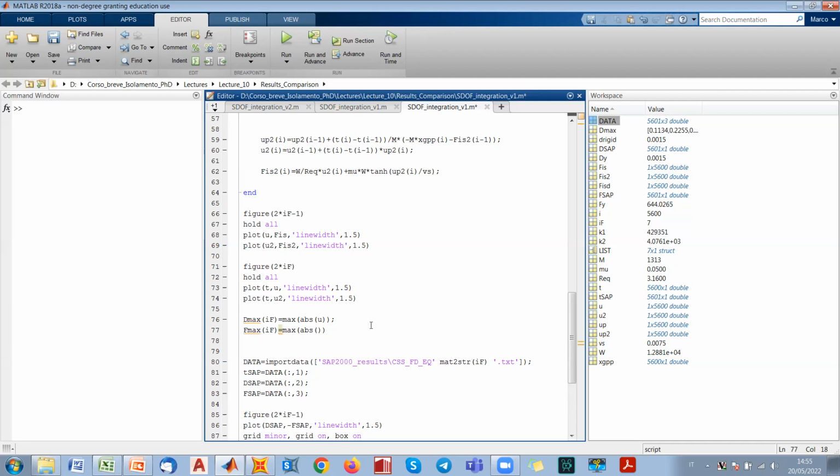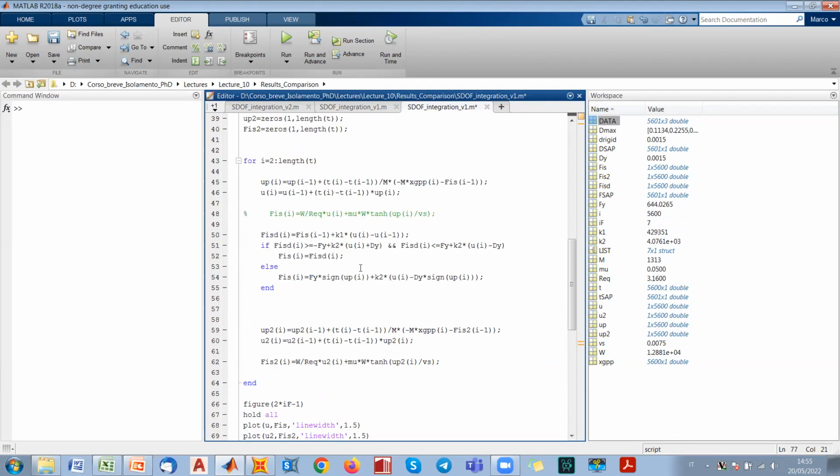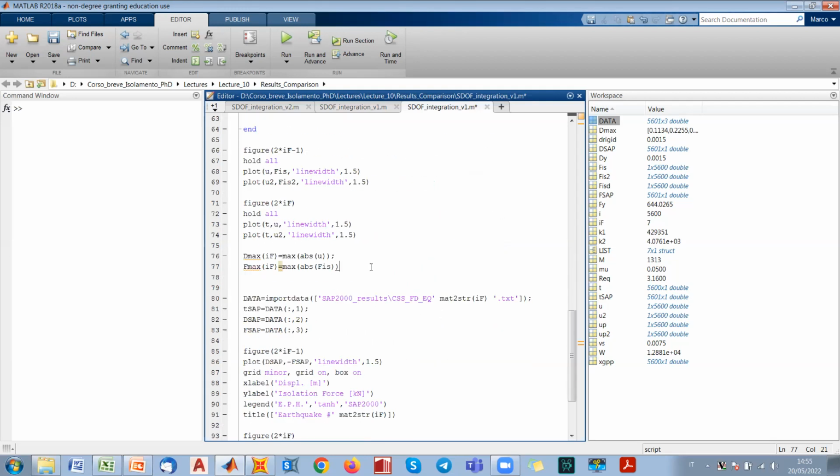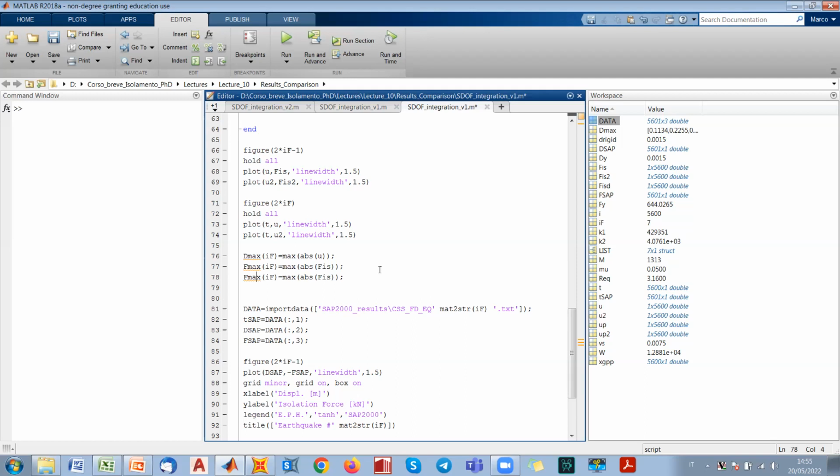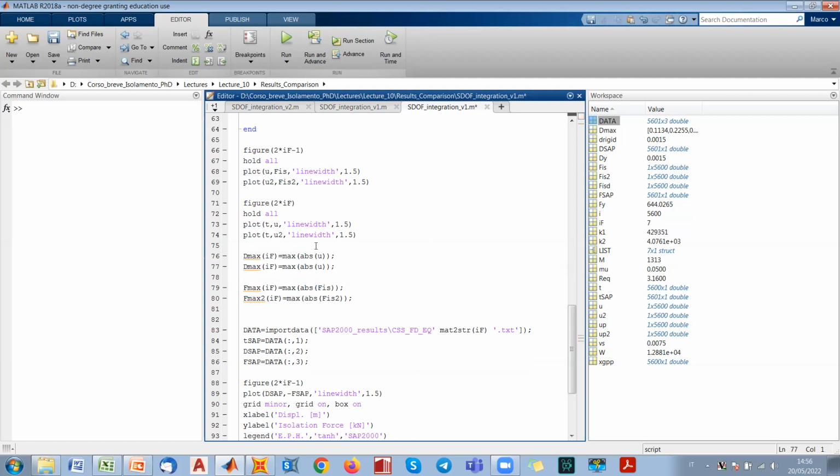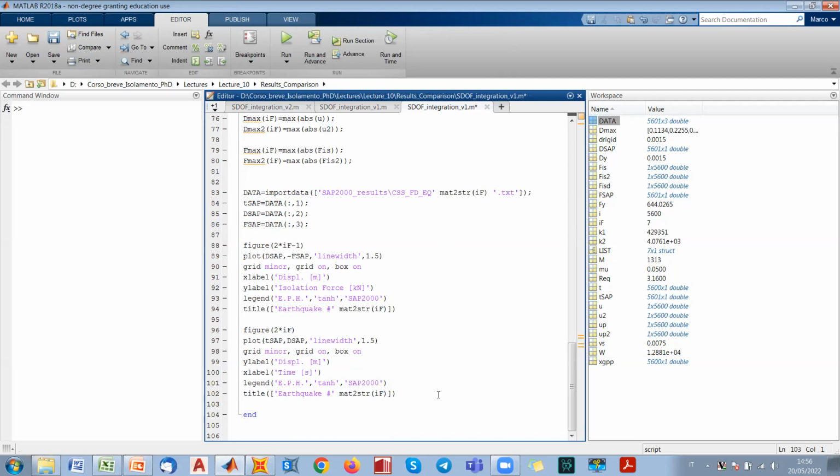of F isolation. Let's consider the F isolation for the elastoplastic behavior, which is the first, which is actually the closest that can be considered, but we can do both. There is no problem. So F max 2, and we consider F isolation 2, so that we are able to compare all of them. And let's do it also for the maximum displacement, so the maximum 2 and U2.